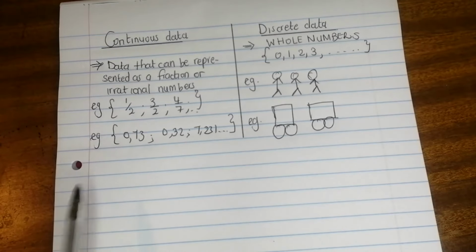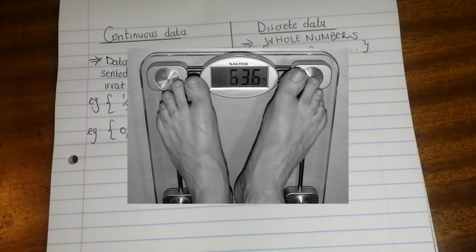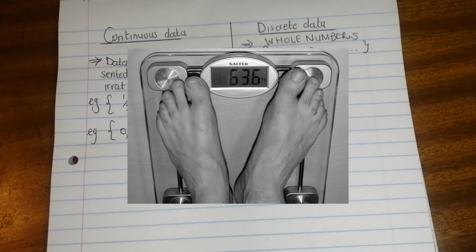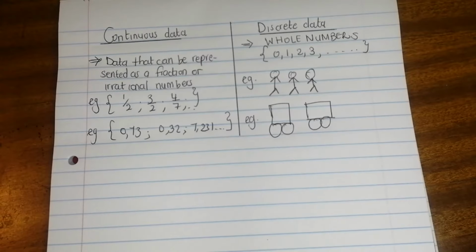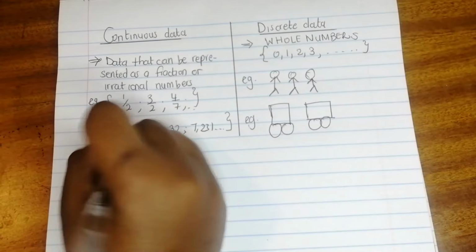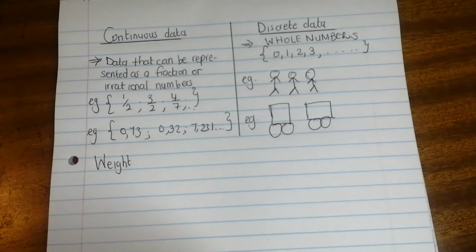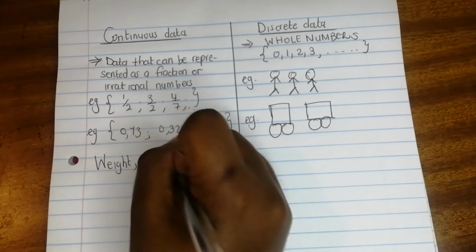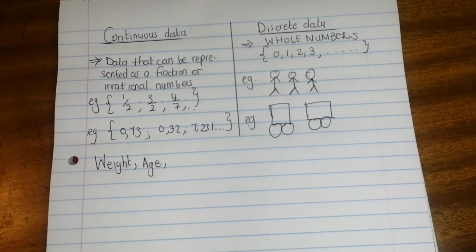So what are values that can be represented as a decimal? For example, if you jump onto the scale and measure yourself and see that you weigh 69.9 kg, that is an example of continuous data. So like weight. Your age is also an example of continuous data, because you get moms saying that my kid is 12 months old, or 1 year 3 months. So that is also an example of continuous data.